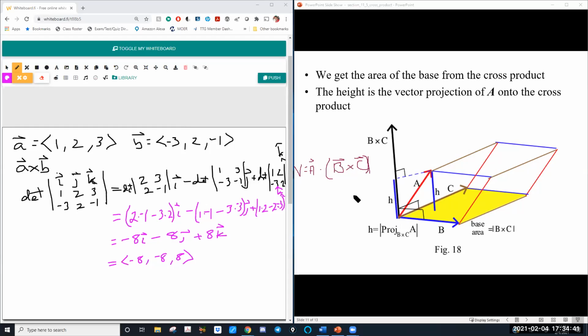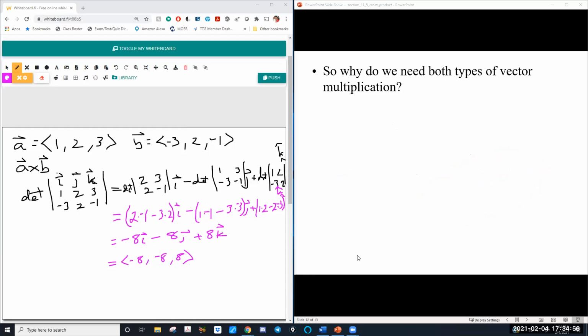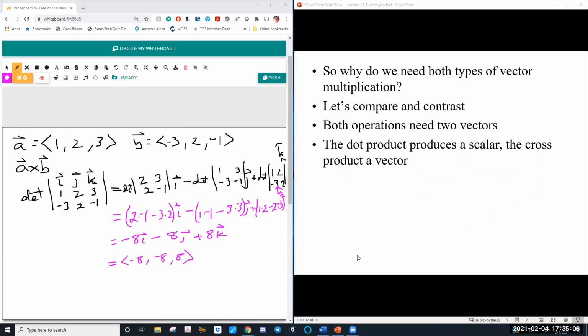Okay. So those are just some things that we can do with the cross product, and you're going to do these on the worksheet. Really, all it's doing is giving you practice at calculating the cross product. Now, just to finish up, we have two types of vector multiplication. Both operations need two vectors, the dot product and the cross product. The dot product produces a scalar, the cross product produces a vector.